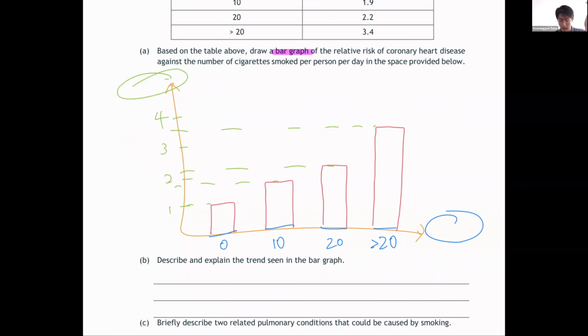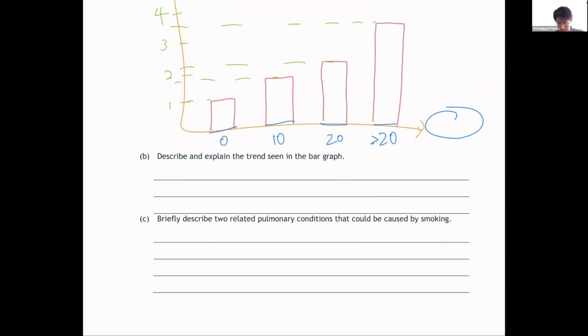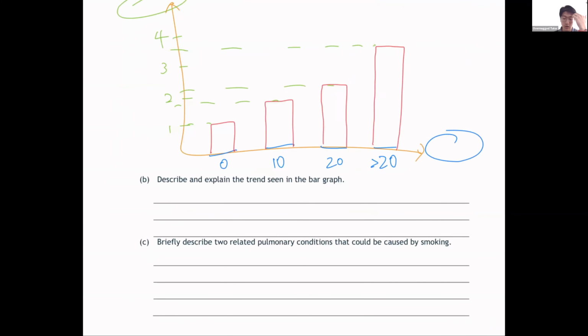Fairly straightforward one. But what I have done so far, even in my very untidy one, describe and explain the trend seen in the bar graph. We'll make space over there. So describe and explain the trend seen in the bar graph. What trend are we looking at over here then? What is the change that we can observe over here? Nick, yes. Jolene, overall increasing trend, right? Okay, we still have an overall increasing trend. But what else do we need when we encounter such a question here?